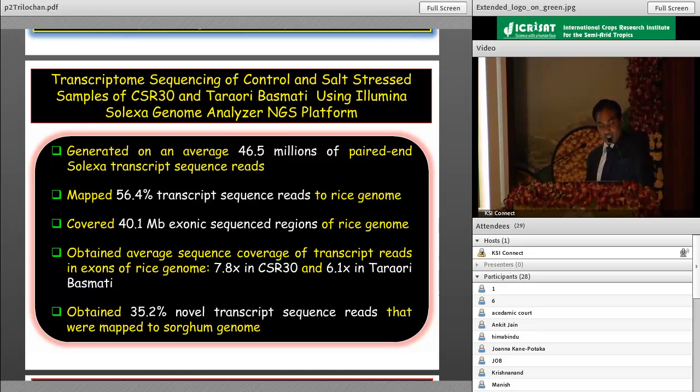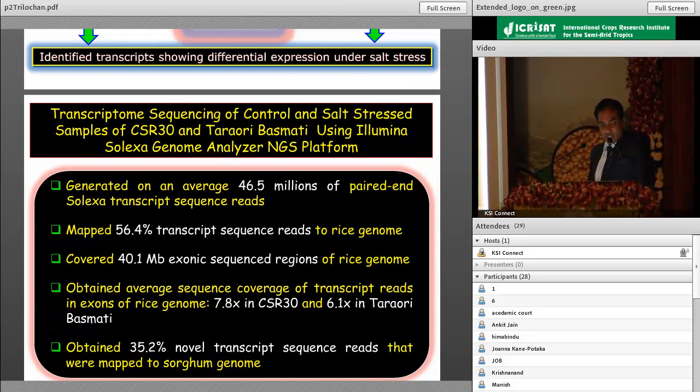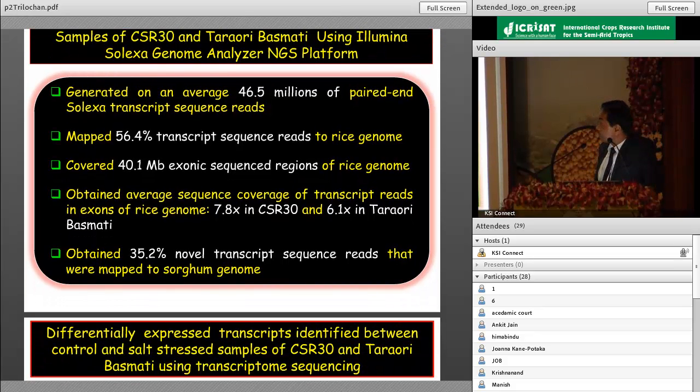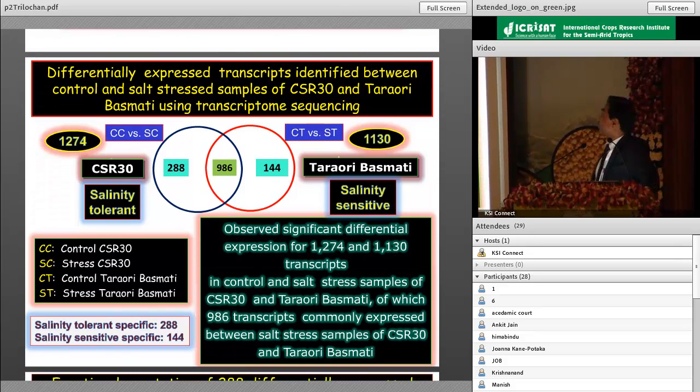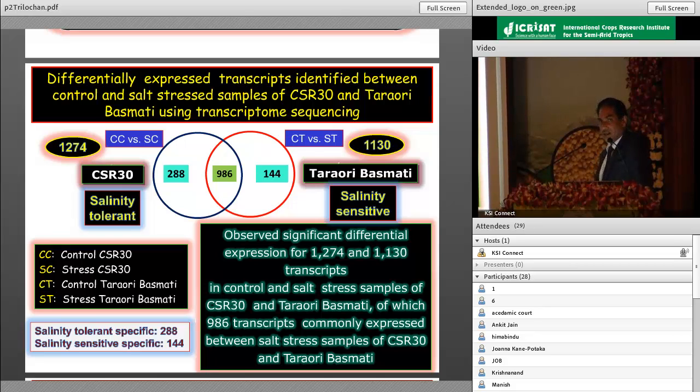And that's what we identified in case of the control versus stress. In case of the tolerant one, 1,274 of them were identified, and in case of the susceptible one, almost an equivalent number, 1,130 upregulated and downregulated, differentially expressing genes were identified. Out of these, 986 are common, and the tolerance specific are 288 of them, which are very specifically expressing in CSR 30. There are also some specific ones expressing in the susceptible one. And further characterization we also did subsequent to this.